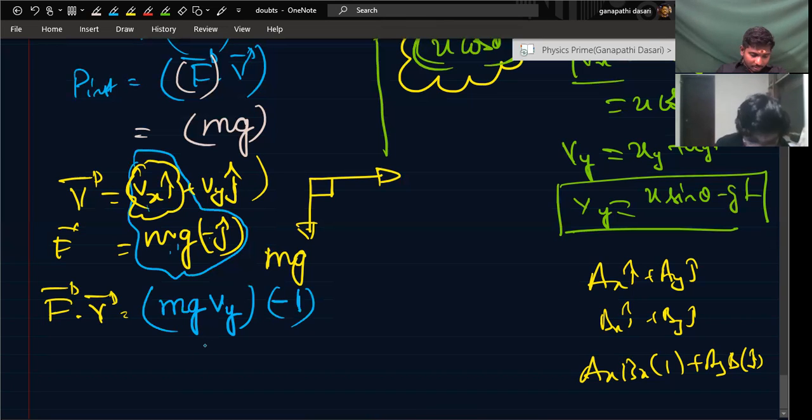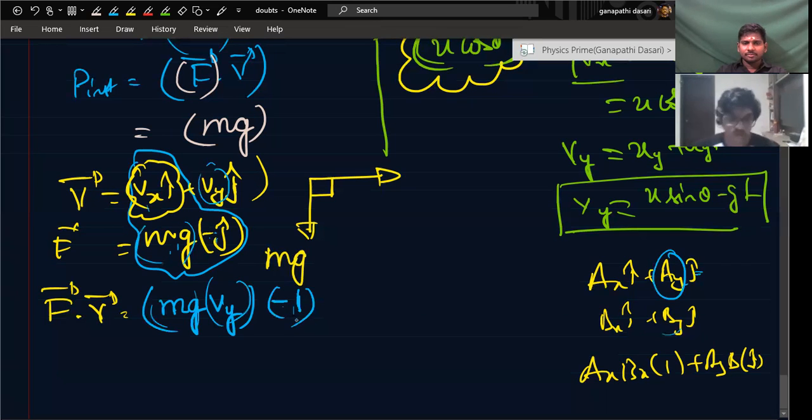So got it? Mg into Vy into minus j. Can you repeat the last step, sir? It is the y component in the first vector and the y component in the second vector. The y component in the first vector is vy and the y component in the second vector is mg. Mg into vy into minus j dot j is minus. Okay, got it?